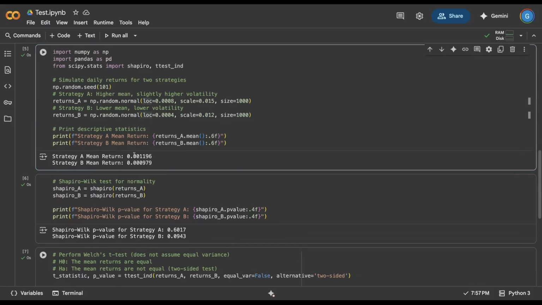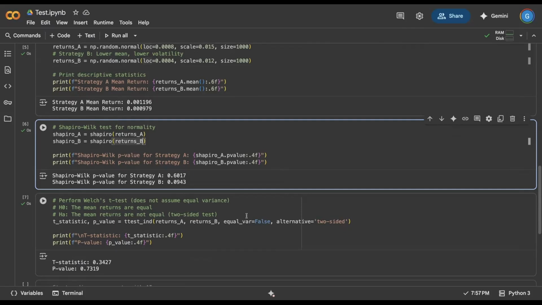So the mean return of strategy A is 0.001196 and the mean return of strategy B is 0.000979. Now, as per the established workflow, let's check for normality using the Shapiro-Wilk test. We calculate the test statistic for each of returns A and B. So the p-value for A is 0.6017, which is greater than 0.05. So we infer that returns A is normal. And the p-value for strategy B is 0.0943, which is also greater than 0.05. So we infer that returns B are also normal.